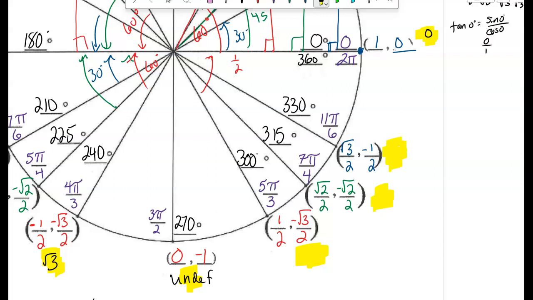Who thinks they know what the tangent of 5 pi over 3 is? Positive or negative? Negative. Negative root 3. Right on.